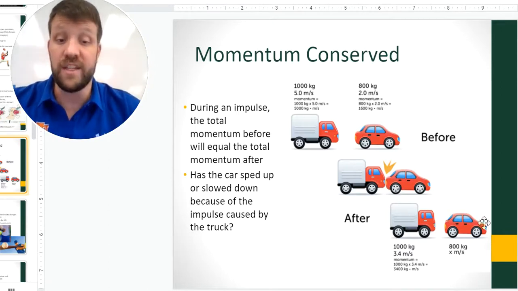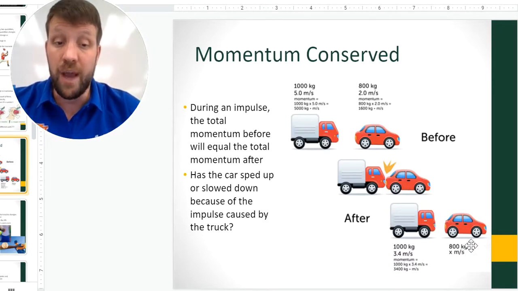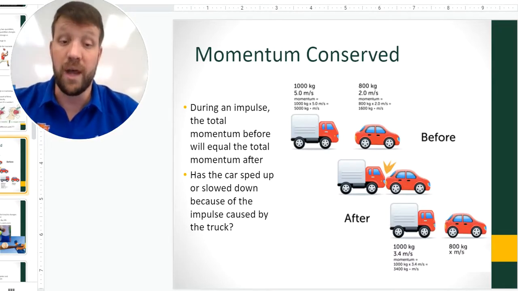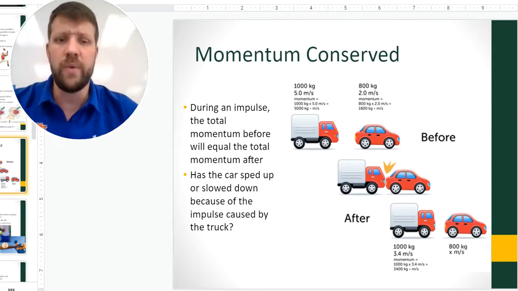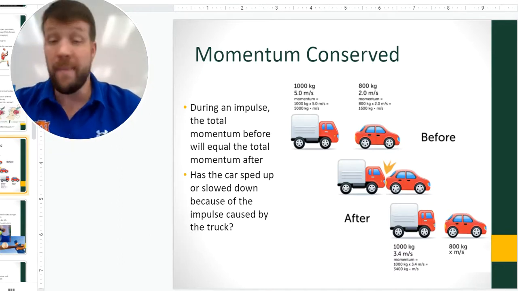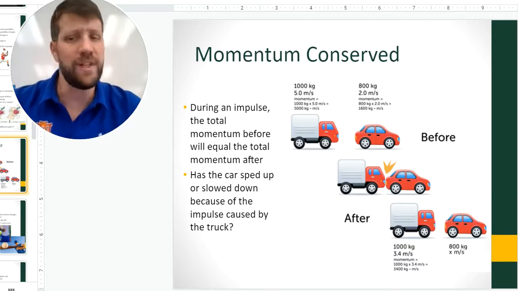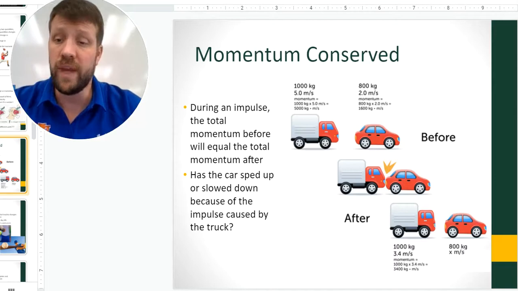Afterwards, this 1,000 kilogram object is traveling at 3.4 meters per second. We could determine how quickly this 800 kilogram object is traveling. So pause real quick, see if you can figure that one out. All right, now that you've paused and had a chance to figure that one out, hopefully you came back and you found that it's 4 meters per second. We can address that further in class with a lot more examples once we get to that point, okay?